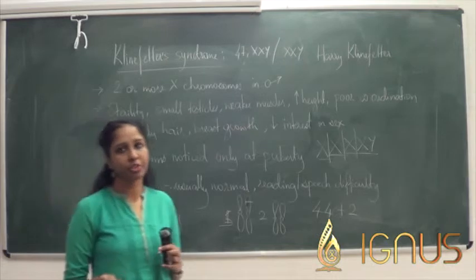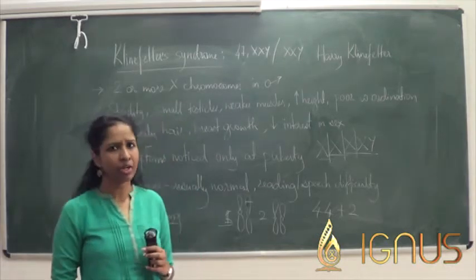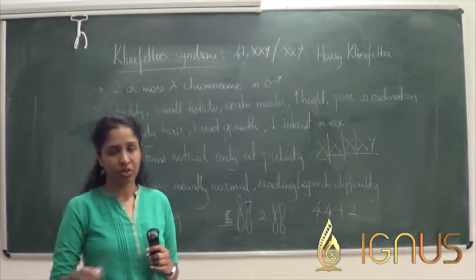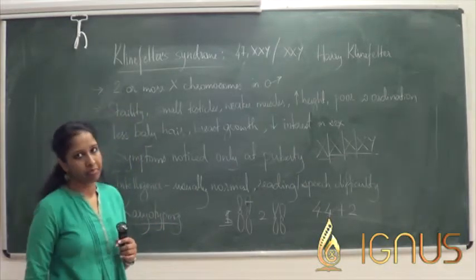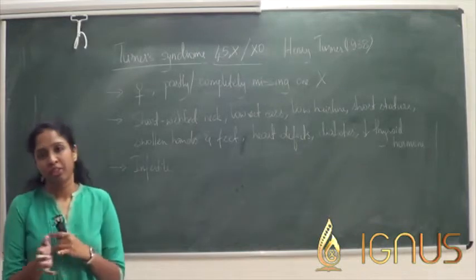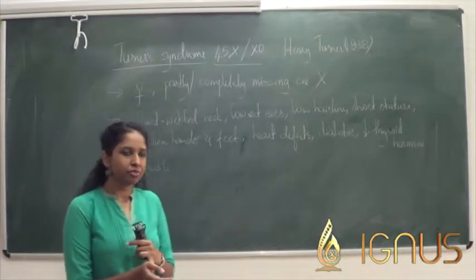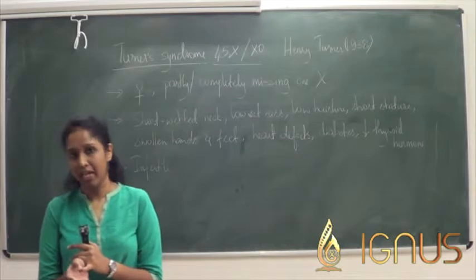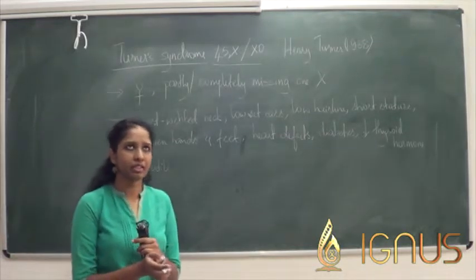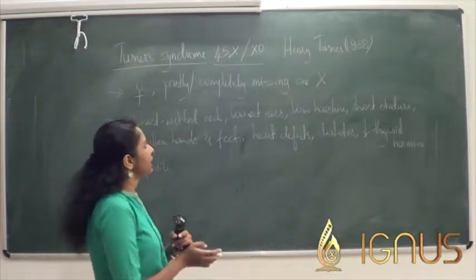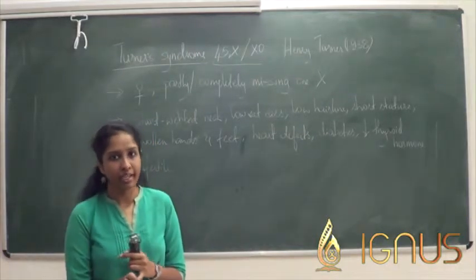So any sort of chromosomal abnormality can be figured out through a variety of things. You can do a lot of physiological studies, but the basic one would be karyotyping. The next chromosomal disorder that we will be talking about is Turner syndrome. Turner syndrome is also known as 45X syndrome or XO syndrome. It was discovered, or rather described, by Henry Turner in the year 1938.